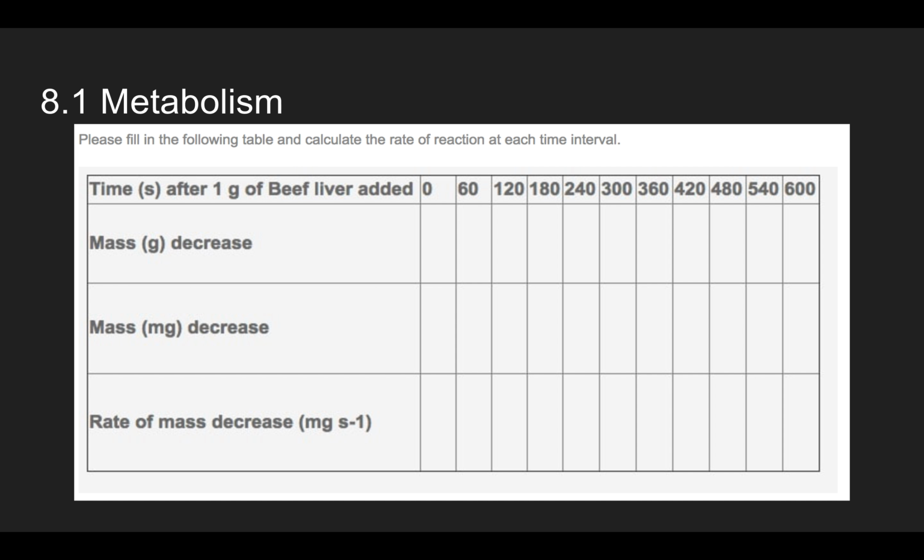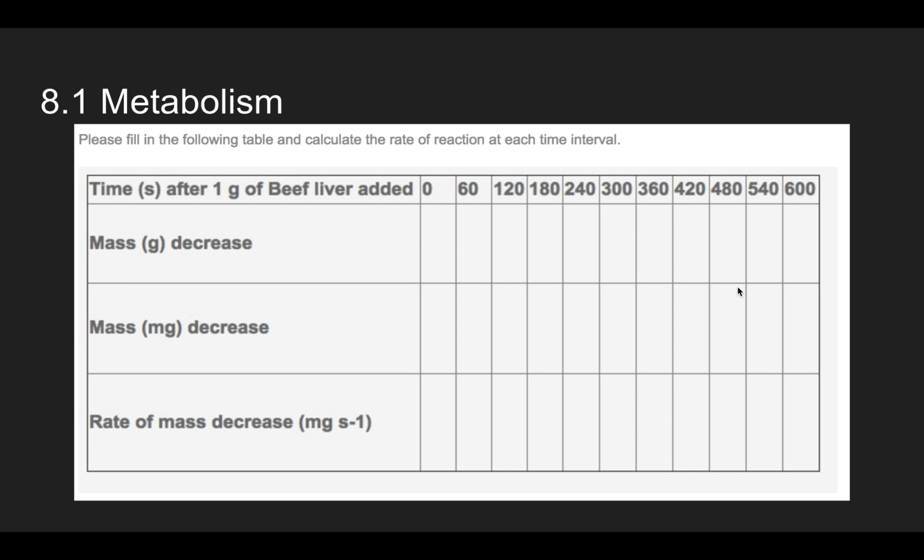So you are going to take that initial data and calculate a mass decrease. Now, of course, if we go to 0, we don't have a mass decrease from 0, and you don't have a rate from 0. So this first column is going to be non-applicable or null, or doesn't matter. And then subsequently you will calculate the mass decrease at 1, 2, 3, all the way to 10 minutes. Now, you see it is a mass decrease of grams here. Please convert to milligrams here and do the same thing across in the second row.